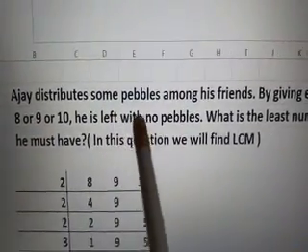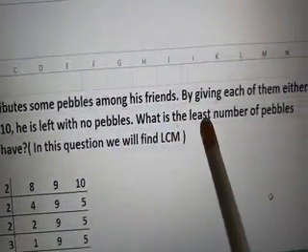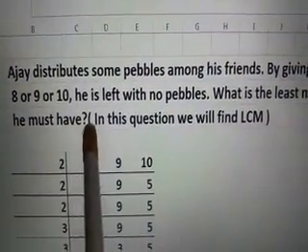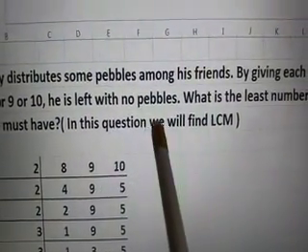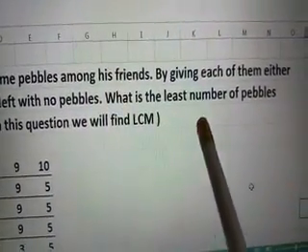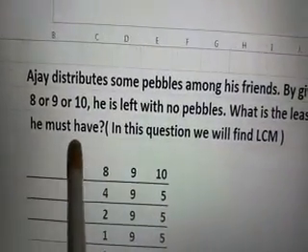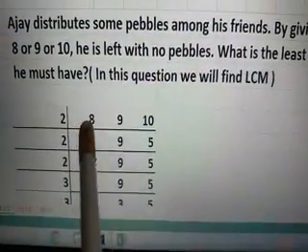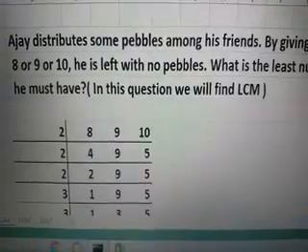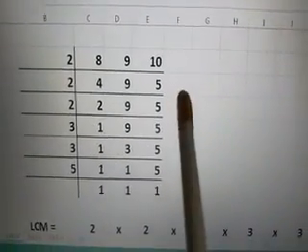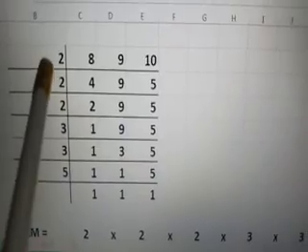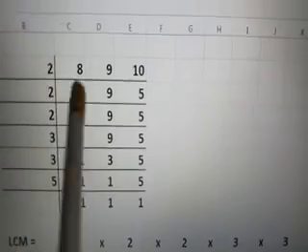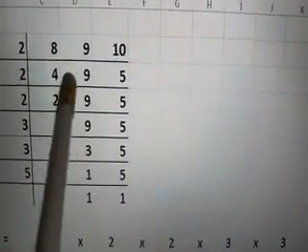Now sixth part is Ajay distributes some pebbles among his friends by giving each of them either 8 or 9 or 10. He is left with no pebbles. What is the least number of pebbles he must have? So in this question we will find LCM of 8, 9 and 10. We see 8 and 10 are even numbers, can be divided by 2. So we'll divide. 8 divided by 2 is 4. 9 we will bring as it is, not divisible by 2. And 10 divided by 2 is 5.